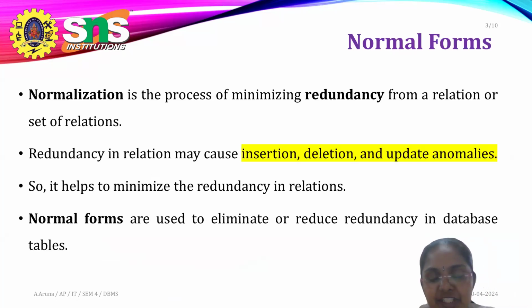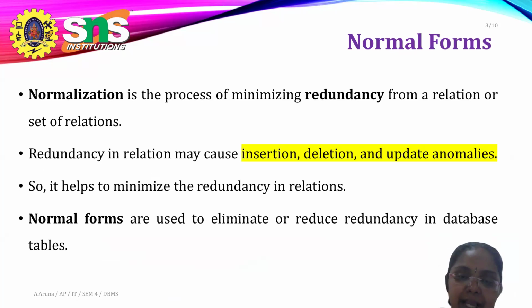So what do we mean by normalization? It is a process for minimizing the redundancy in a relation or a set of relations. How can redundancy occur in a relation? It may be caused by anomalies: insertion, deletion or update anomaly. Because our database is not static, it is dynamic. So whenever we need, we perform certain actions.